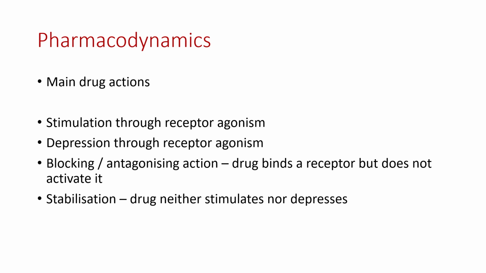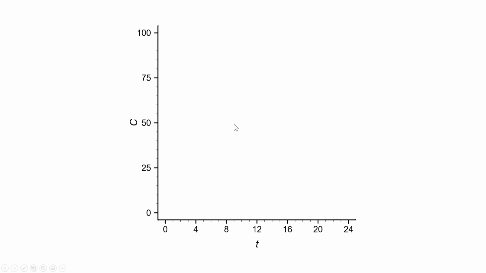So first of all, we have this concept of receptor agonism, and by agonizing a receptor, we can stimulate or depress a reaction in a cell. We can block or antagonize a receptor, i.e. where a drug binds a receptor but doesn't activate it, or drugs can stabilize cells by neither stimulating nor depressing the cell. So we need to talk a little bit about these receptors and what they're for.